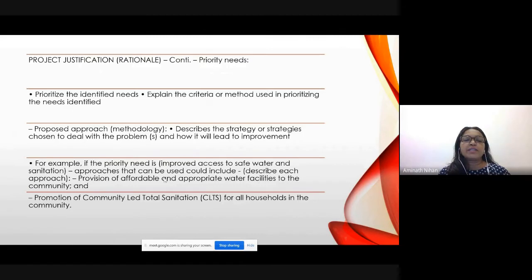Prioritize the identified needs, and explain the criteria or method used in prioritizing them. So you have to say this project is being implemented because of this and this and this, right? And we are focusing on this particular area because of this. So that is justification: how this project will improve the situation of the people. All this you can think of.